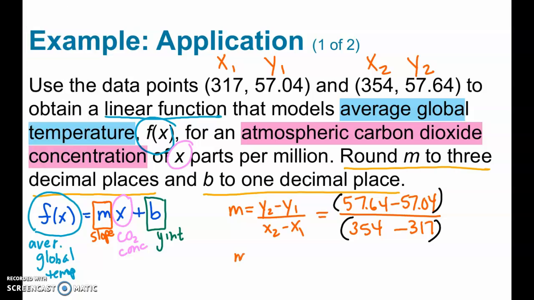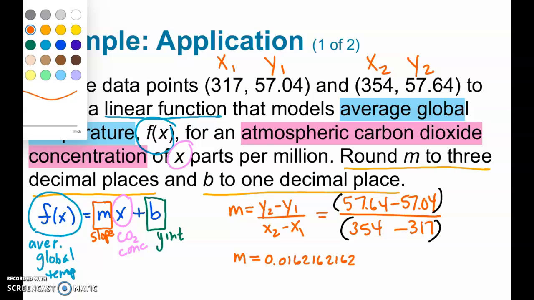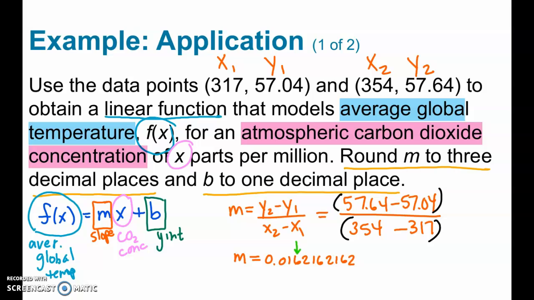So I end up with M is equal to 0.016216216, and so I have this repeating decimal. The problem said to round the slope to 3 decimal places. So 1, 2, 3 decimal places. I want to round it to this value.